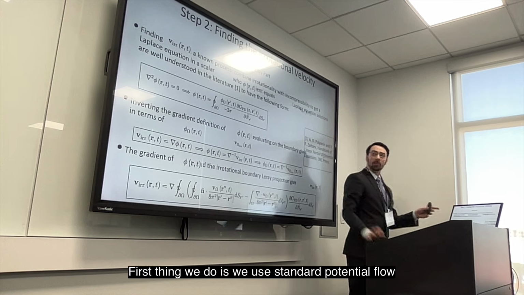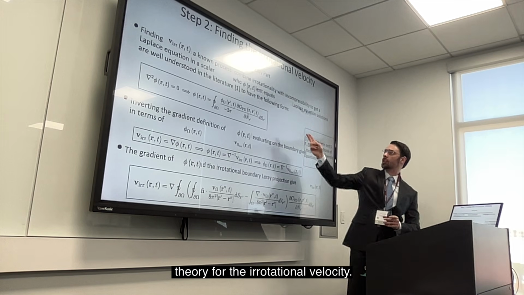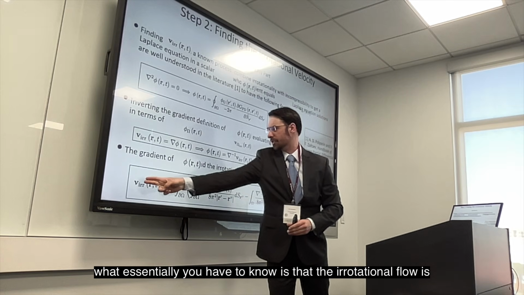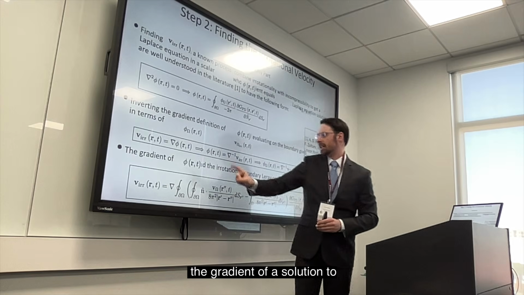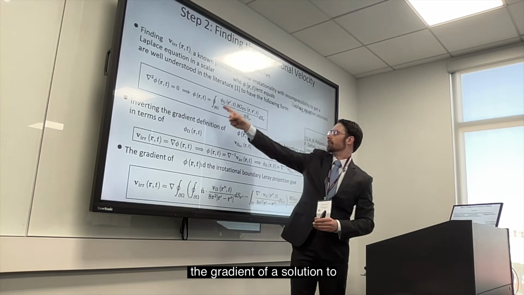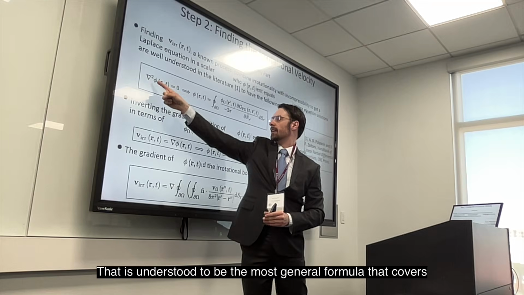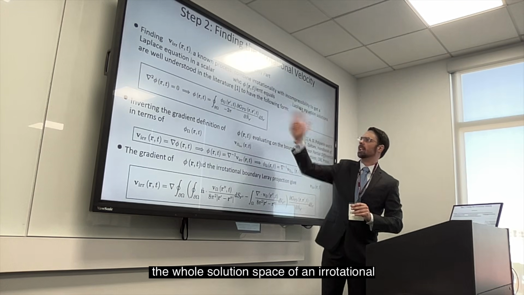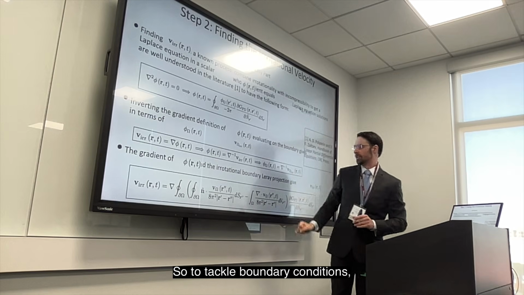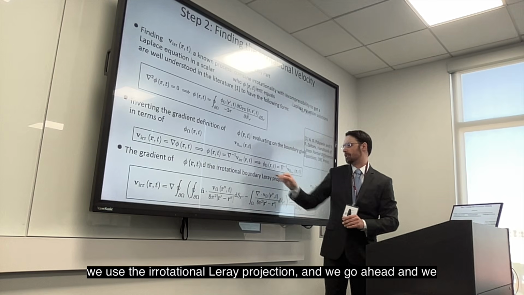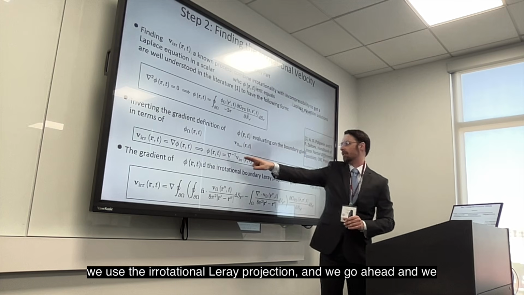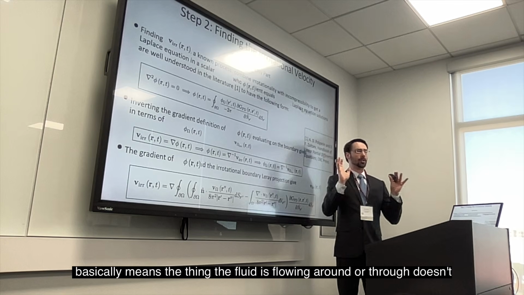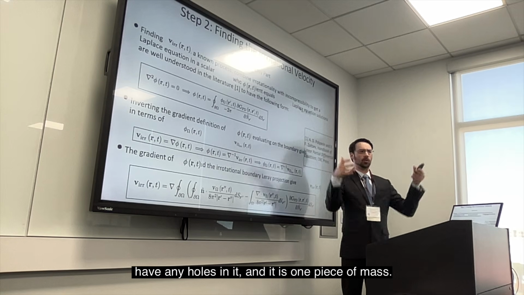First thing we do is we use standard potential flow theory for the irrotational velocity. Going through all the derivations, what essentially you have to know is that the irrotational flow is the gradient of a solution to the Laplace equation in a scalar. That is understood to be the most general formula that covers the whole solution space of an irrotational Navier-Stokes velocity field. To tackle boundary conditions, we use the irrotational Leray projection, and we're going to have to invert the gradient, which is only possible in a simply connected domain, which basically means the fluid is flowing around or through something that doesn't have any holes in it, and it's one piece of mass.